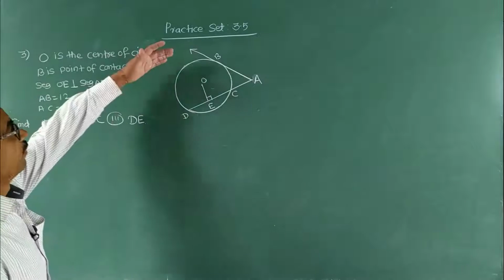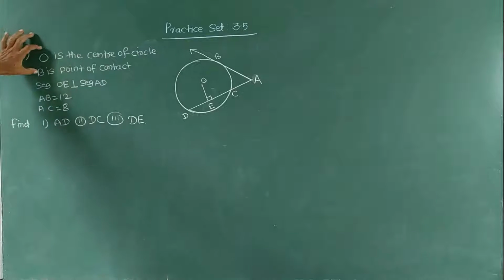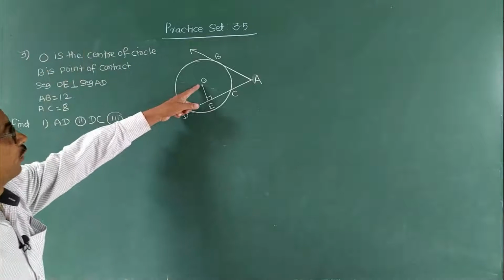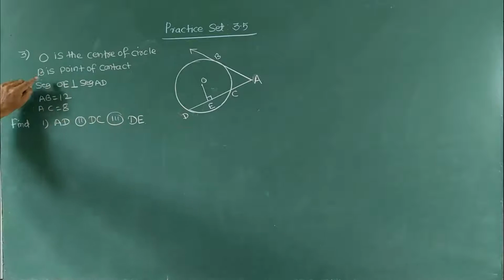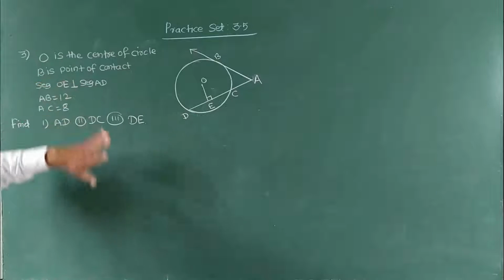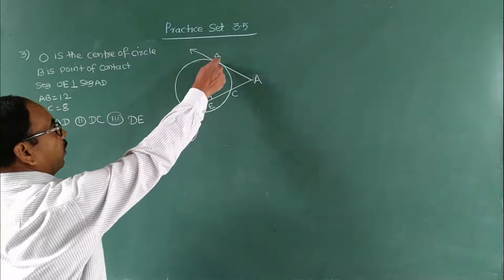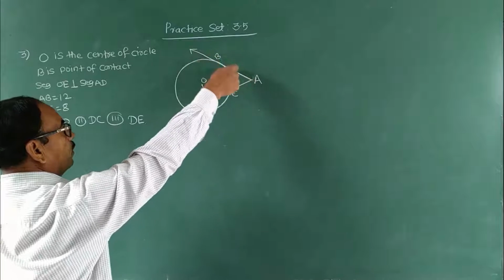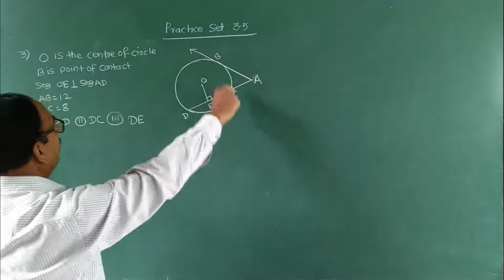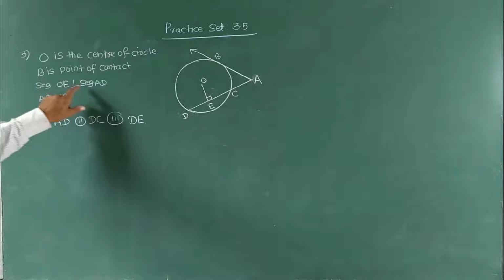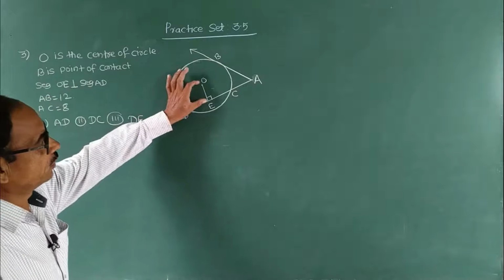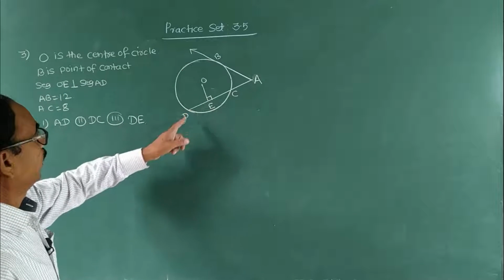Here is example number 3. In the figure, O is the center of the circle. Then point B is the point of contact, that is AB is a tangent. Then we have OE perpendicular on AD. This OE is perpendicular on AD.